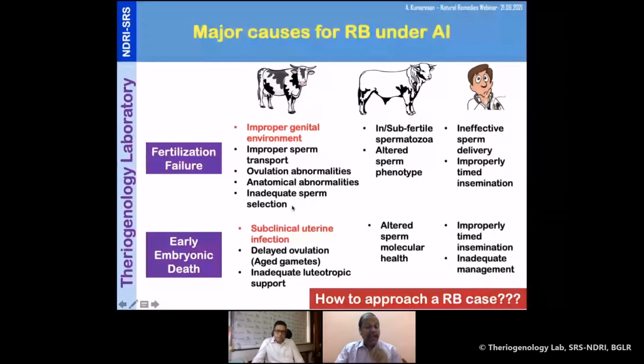Inadequate sperm selection. Again, I am repeating because these are things you will not find in a classical textbook, but these are all recent concepts. If the mother does not select spermatozoa properly, it will not culminate in full gestation. So that is also a cause for repeat breeding.